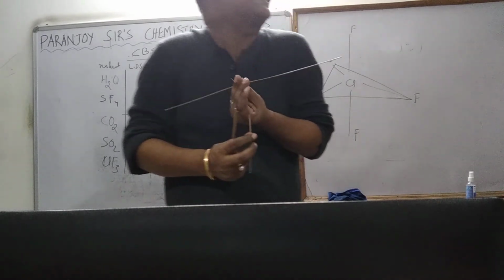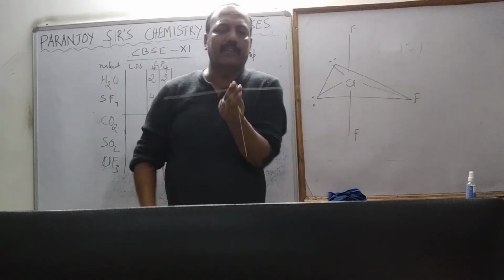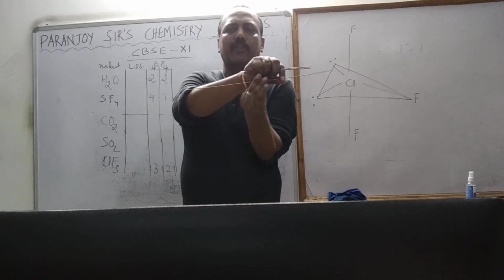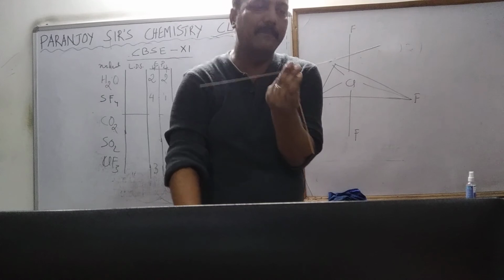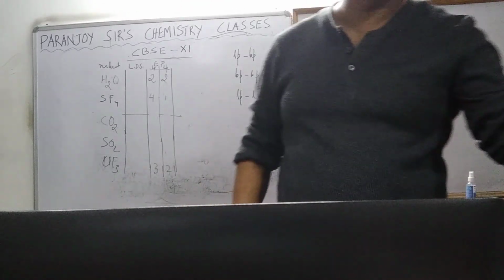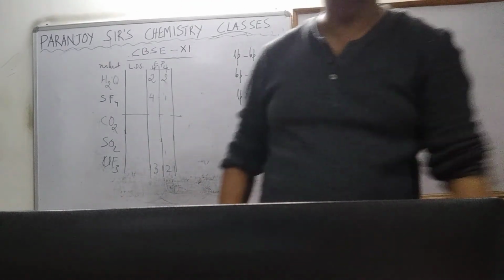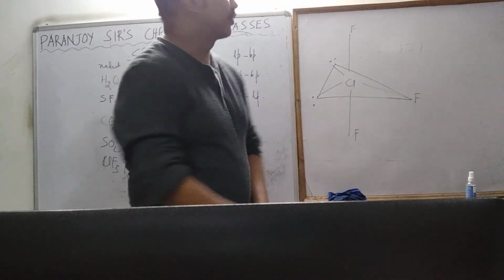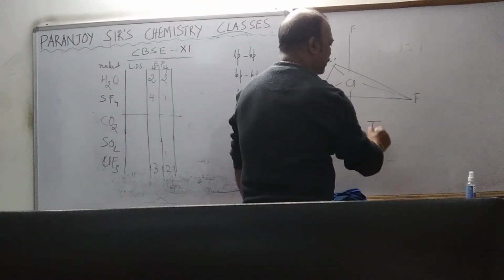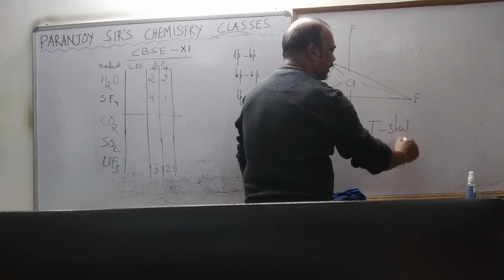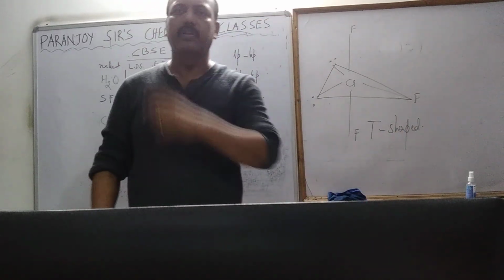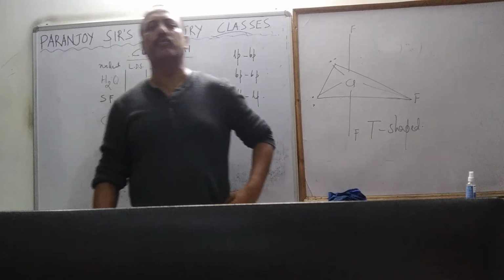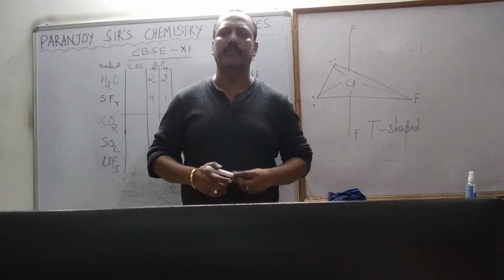It is just like T. Yes or not? It looks like T or not? So we will write T-shaped. The shape of this is T-shaped. But what is the geometry? Geometry is triangular bipyramidal with 2 lone pairs of electrons in the equatorial position.